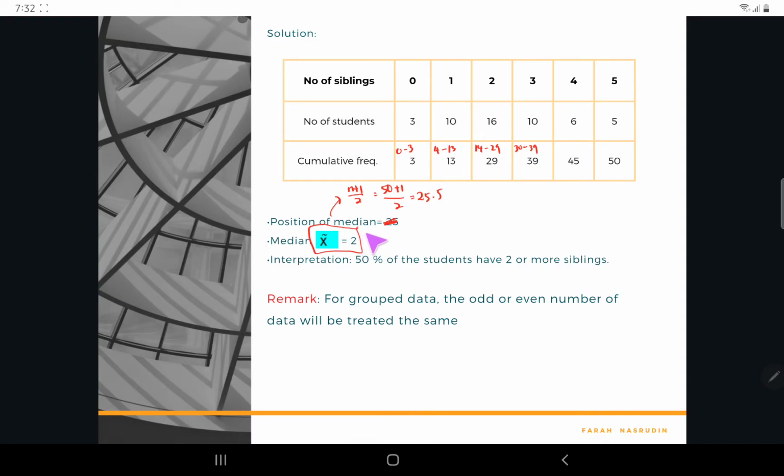What does that mean? It means that 50% of the students have 2 or more siblings, and another 50% of the students have 2 or fewer siblings. So maksudnya 2 ni adalah tengah-tengah, 50% dekat sini, 50% dekat sini.